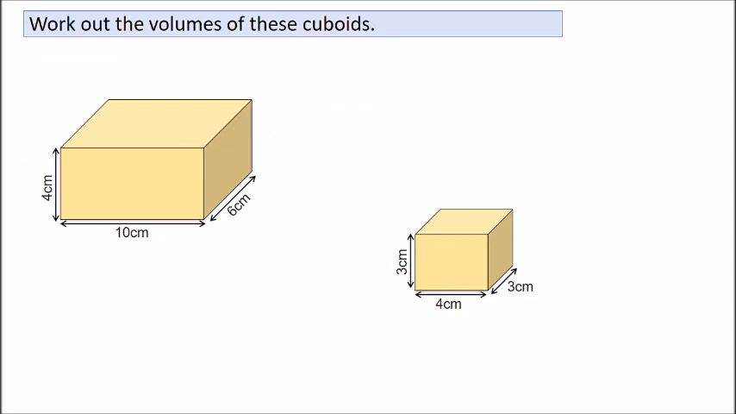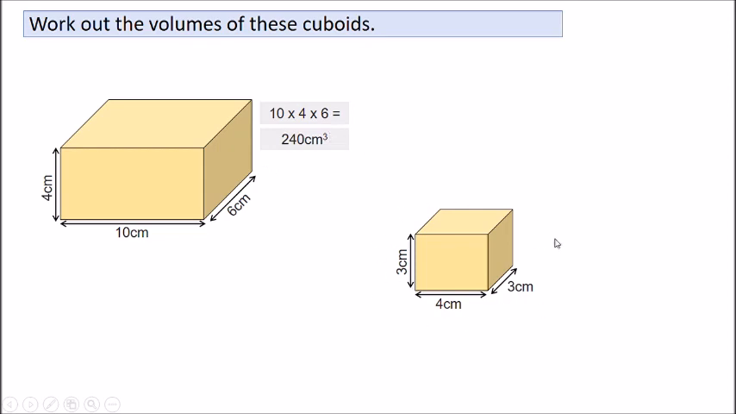Okay, so please could you work out the volume of these 2 cuboids? So pause the video if you need some time to think. Okay, so remember to find the volume of a cuboid, well, I'm going to do 4 times by 10, that gives me 40, and then times it by that last length. So 4 times by 10 times by 6, that gives me 240 centimeter cubed, and that is my final answer.